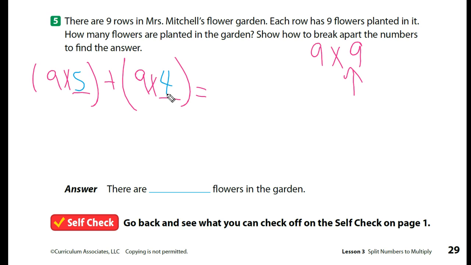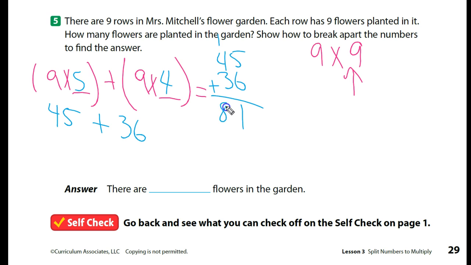So now I'm going to multiply what's inside the parentheses. 9 times 5 is 45. Plus 9 times 4, 36. And if I add all those together, 45 plus 36. 5 plus 6 is 11, put the 1 down, carry the 1. 4 plus 3 is 7, plus 1 more is 8. So 9 times 9 is going to be what? 81.